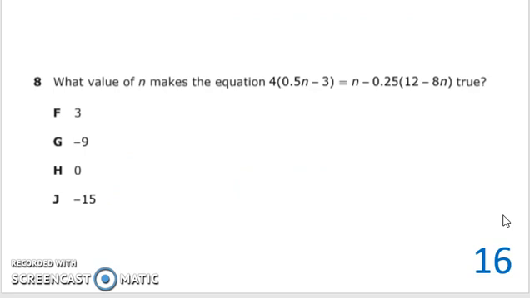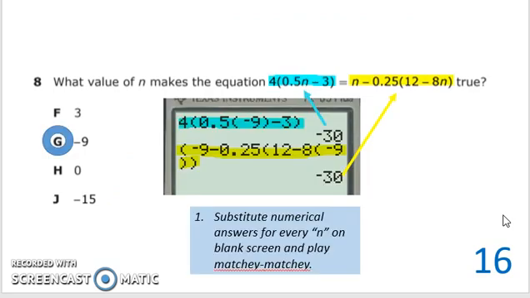This one, several ways you can do this. You can substitute each of the answer choices in for the letter N, and I show this right here real fast. I substitute in parentheses -9. Remember to put your answers in parentheses when you type that in, regular screen, so you can do that.